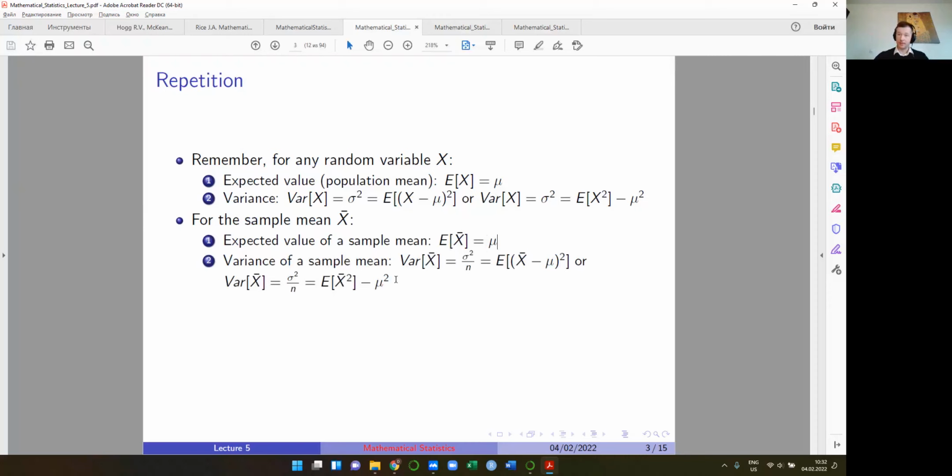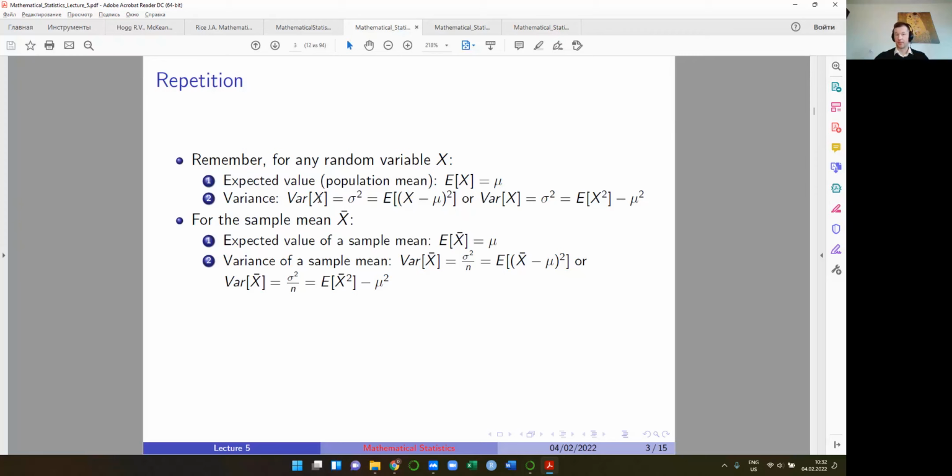And the variance is related to the population variance in the following way. It's sigma squared over n. So we also derived this result in the first lecture. Nothing wrong. But now I want to draw your attention to the following. By analogy with this variance, how can I rewrite this variance?